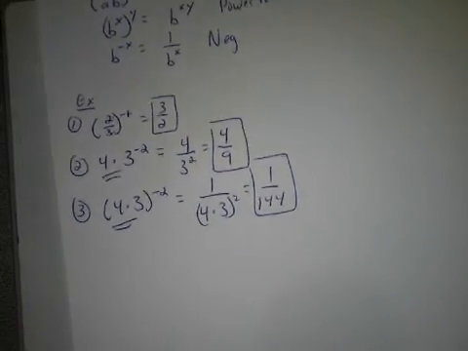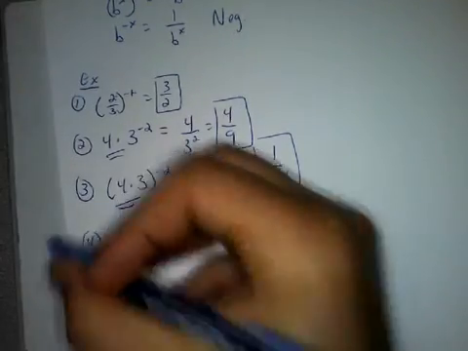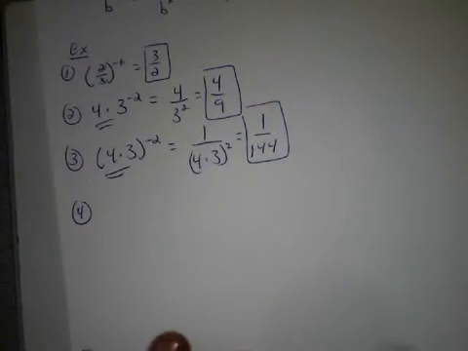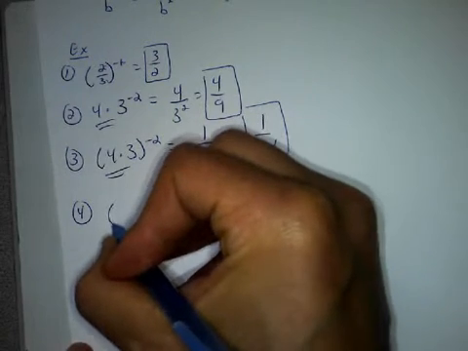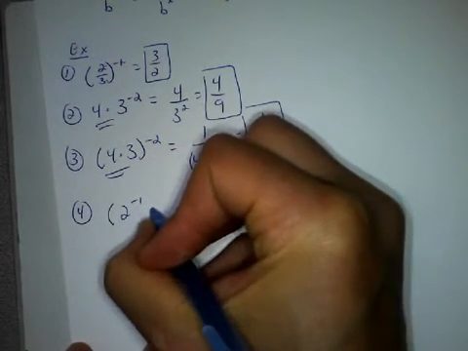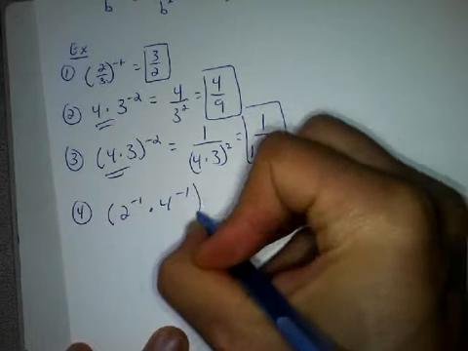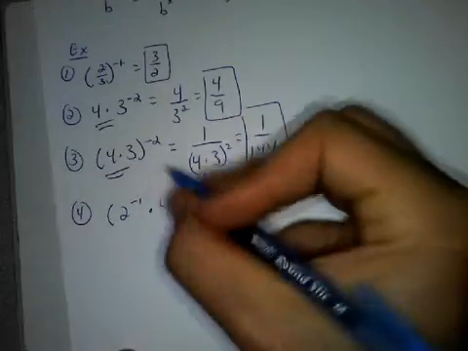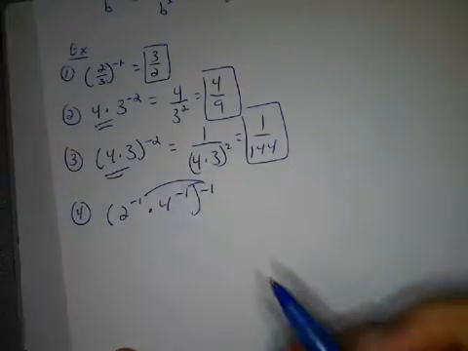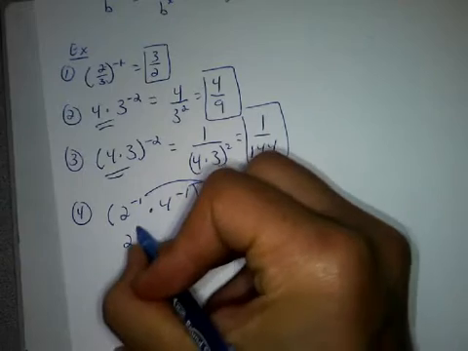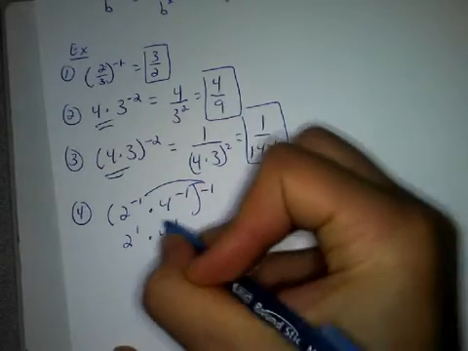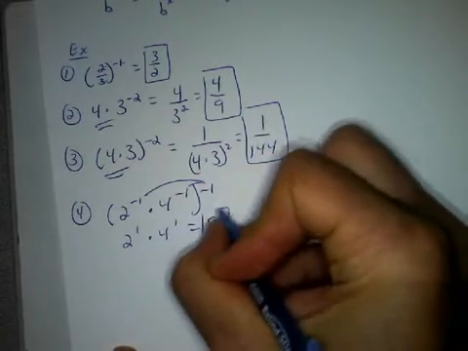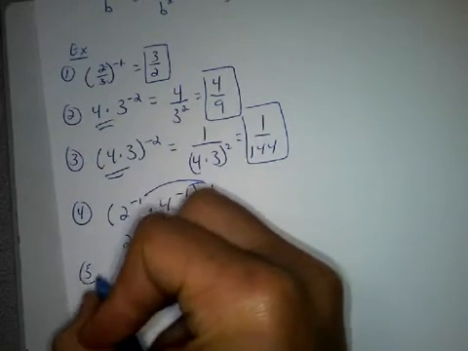Another problem would be, let's say we take 2 to negative 1 times 4 to negative 1, all raised to negative 1 power. This is where you start making mistakes. This distributes in, and therefore we get 2 to the power of 1 times 4 to the power of 1, which is 8. Now let's look at the harder version of this problem.